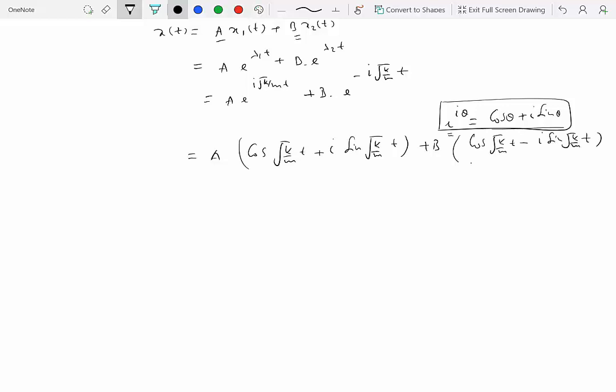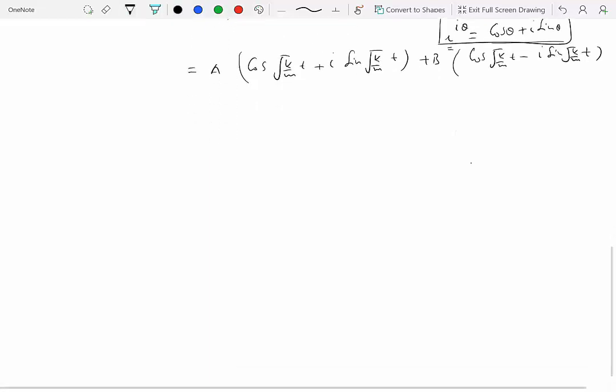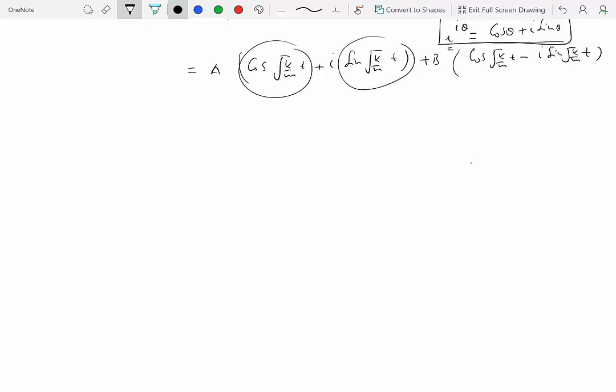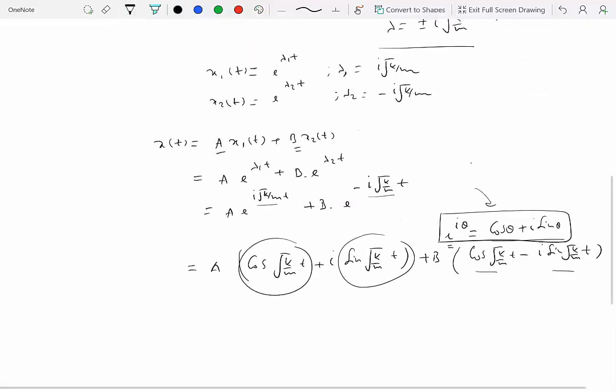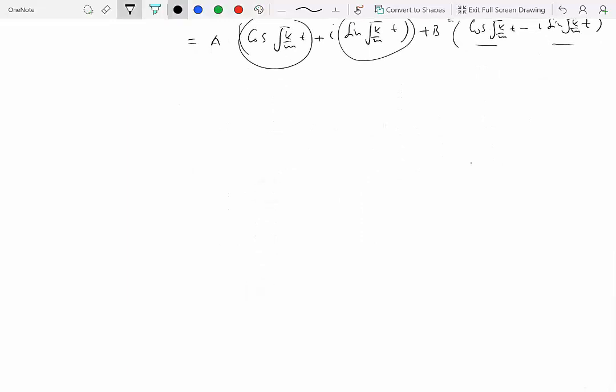Okay, so all I've done is basically just written e to the power i lambda 1 and e to the power i lambda 2 in the polar form, and we get this, right? So now you can clearly see that we have cosine of square root of k over m t here, and we have sine of square root of k over m t, and those two terms are repeated over here, which tells you that actually these two are also solutions to your ordinary differential equation. So let's say cosine of square root of k over m t and sine of square root of k over m t are the two solutions. So if there are two solutions, then a linear combination of them should also be a solution, right? And you can verify that.